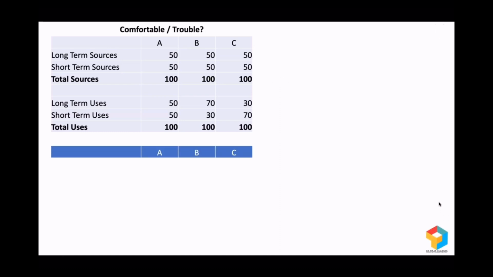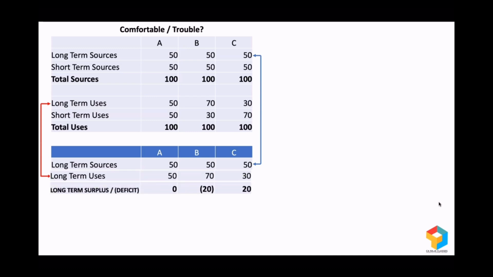I'm going to rearrange this statement. Let me bring the long-term sources here and I'll compare that with long-term uses. So let's see what the position is. If you take company A, long-term sources and uses are the same, so no surplus, no deficit. But company B, long-term source is 50, long-term use is 70, so there is a deficit of 20. And company C, long-term source is 50, long-term use is only 30, so there is a surplus of 20.